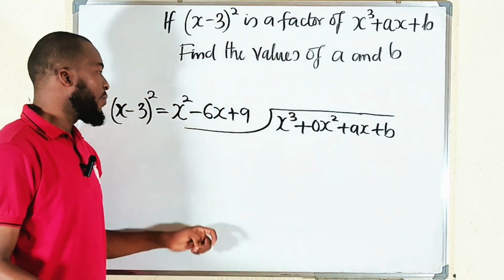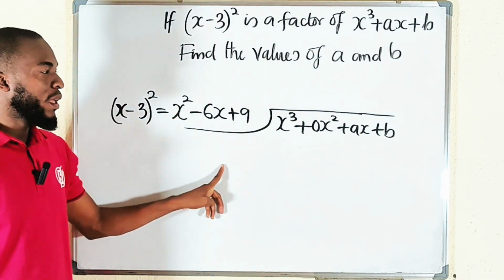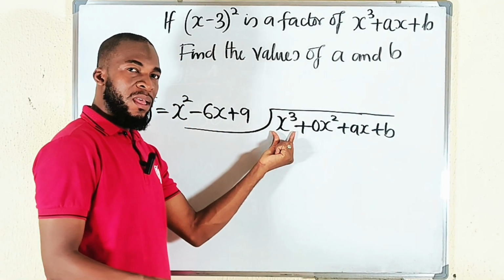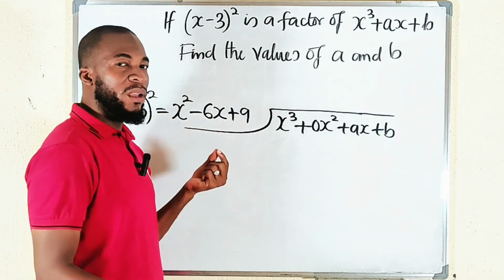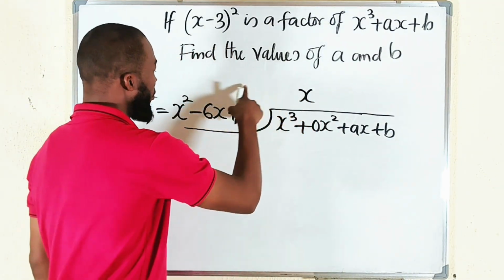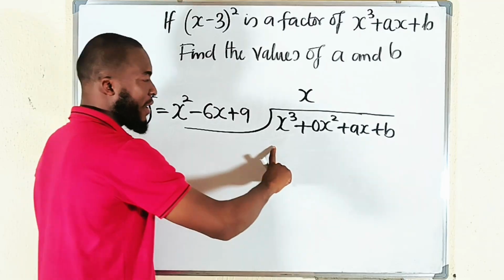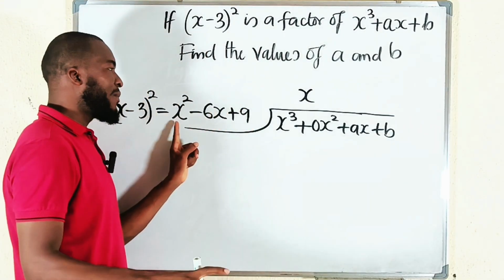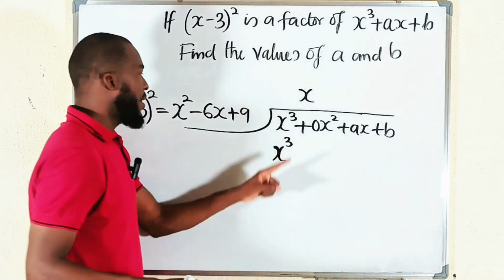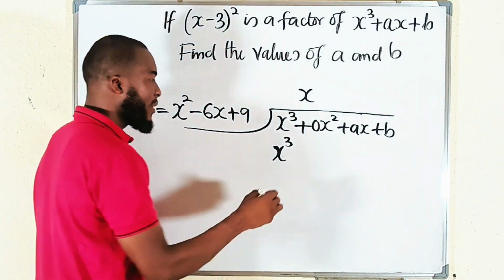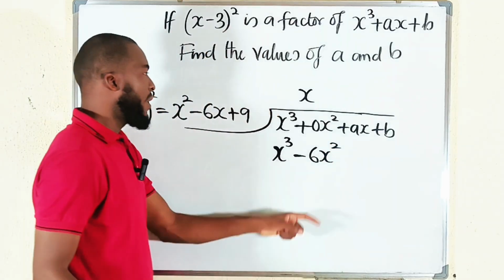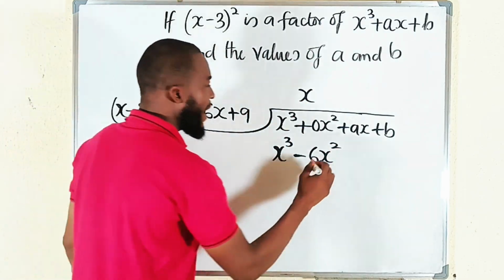So we're going to start. How many lots of x squared can be found in x cubed? Only x. It's just like taking x cubed divided by x squared, that will give us just x. Write your x here. Then take this x and multiply by all of these 3 terms and write them here. X times x squared will give us x to the power of 3. X times negative 6x will give us negative 6x squared. X times 9 is 9x.